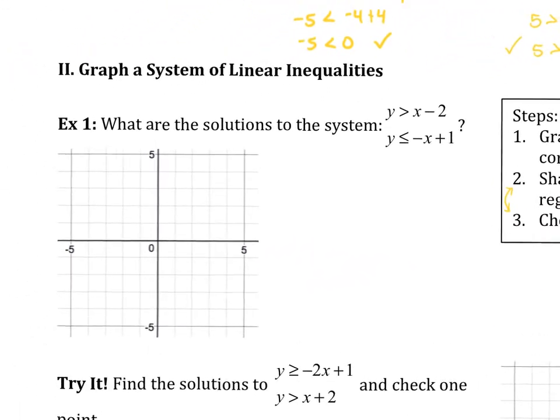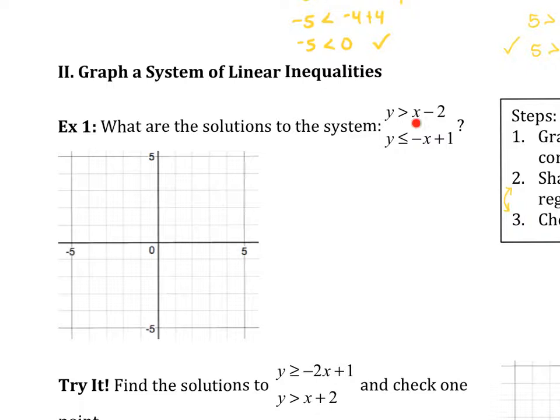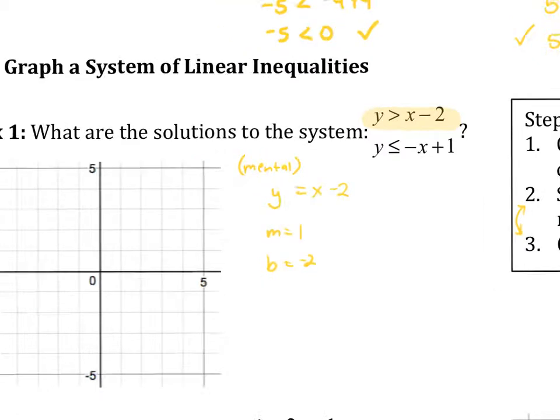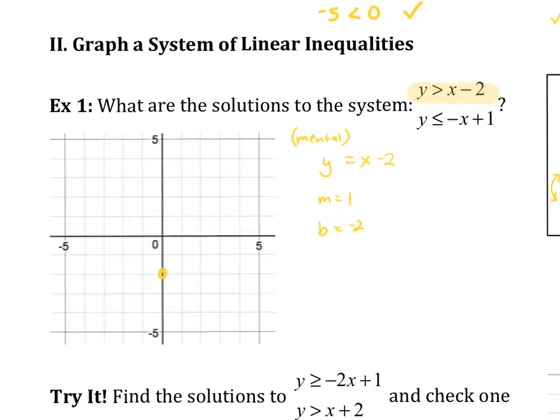So let's look at this first one here. What are the solutions to the system y is greater than x minus 2, and y is less than or equal to negative x plus 1? So let's graph the first one as if it were an equation. That would just be y equals x minus 2. And this can all be mental if you wanted. I'm just writing it down so that you can refer to it in your notes. I know that my m is 1 and my b is -2. So down at -2 is where I place my point. And then I go up 1, right 1 for all those points there. And I can even go down 1, left 1.